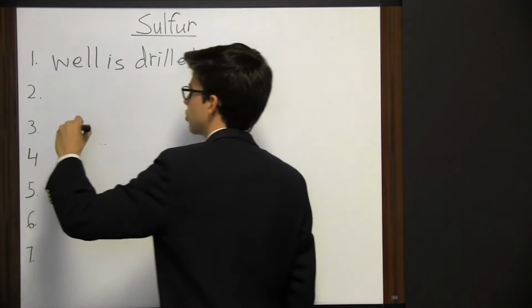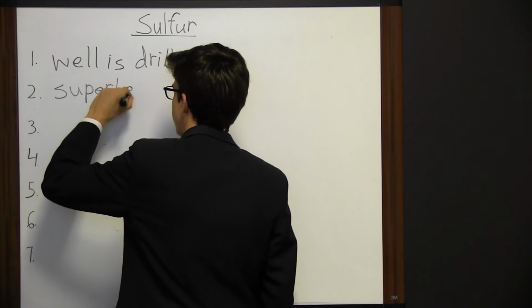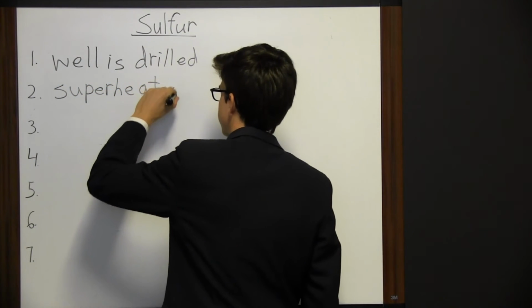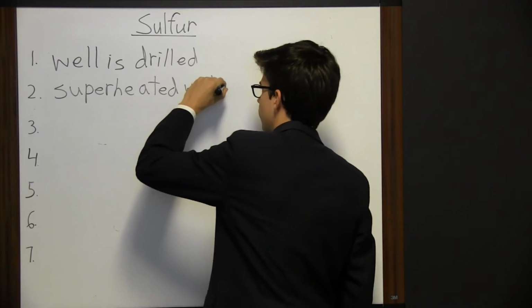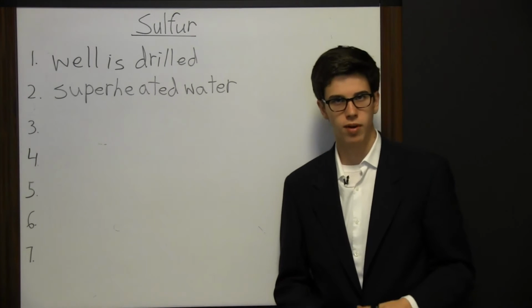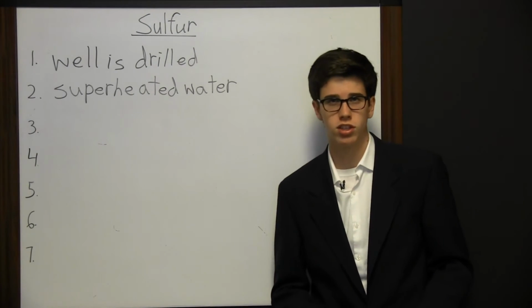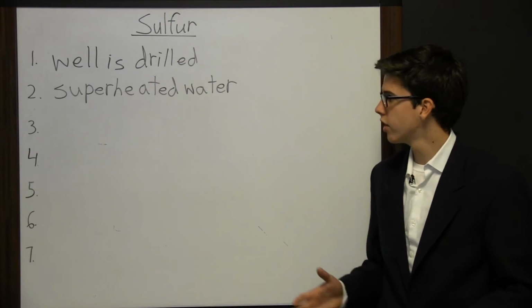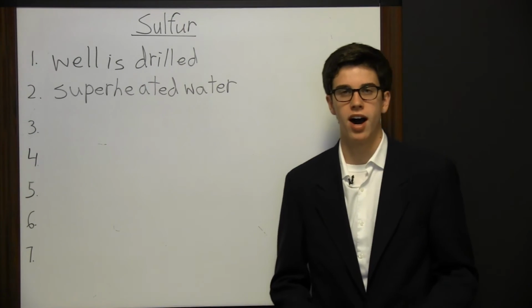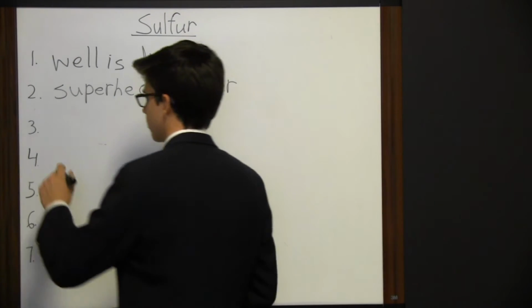So after that well is drilled, superheated water is pumped into the deposit. And so this superheated water is usually heated to around 170 degrees Celsius, which is about 340 degrees Fahrenheit. So that water is pumped down into the deposit. And as a result of that, the hot water melts the sulfur in the deposit.